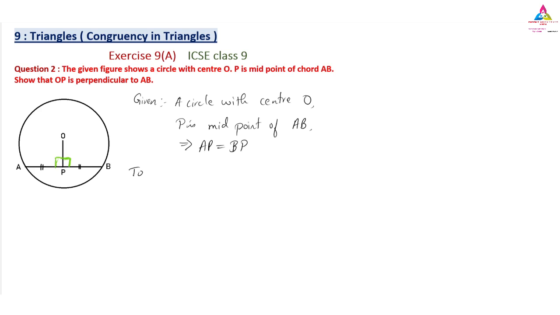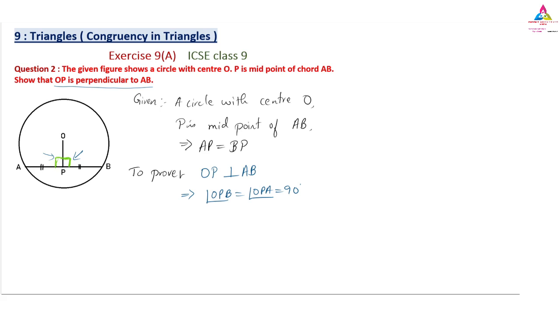But what we have to prove? Here they have said show that OP is perpendicular to AB, which means we have to prove that angle OPB equals angle OPA, and that these two angles are equal to 90 degrees each. If we prove this much, then we will get the answer.